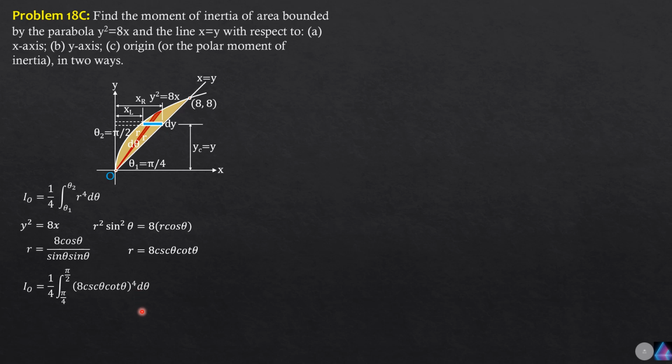Simplifying, that's 1024 integral of cotangent to the 4th first, then cosecant to the 4th theta, and I break again cosecant to the 4th into cosecant squared theta and cosecant squared theta. And because cosecant squared theta is 1 plus cotangent squared theta, or cotangent squared theta plus 1, IO is 1024 integral pi over 4 to pi over 2 of cotangent 4 theta. Then I replace cosecant squared theta here by cotangent squared theta plus 1. That's the identity for cosecant squared theta.